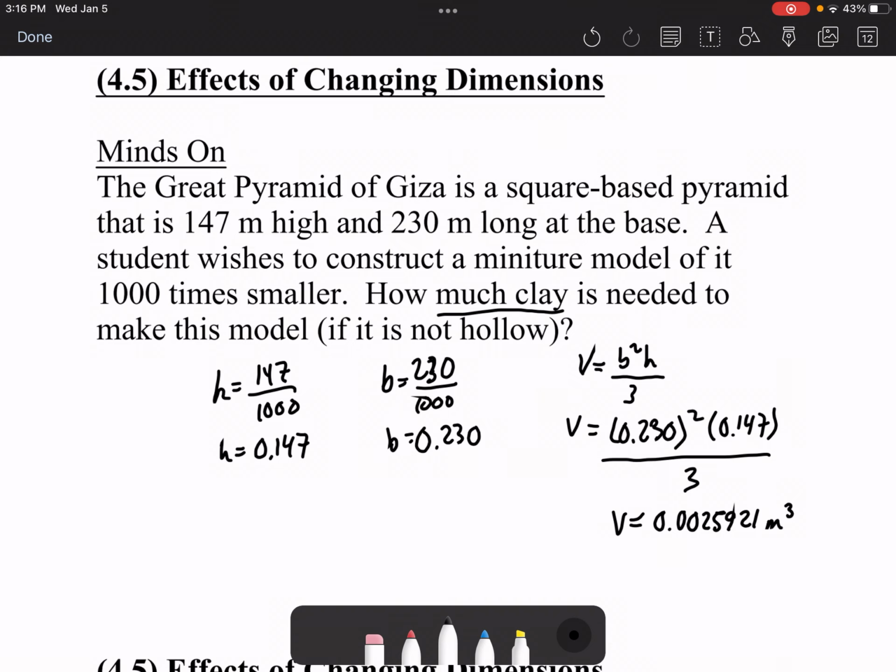You could also rewrite it in terms of its scientific notation as approximately 2.592 times 10 to the negative 3. There you go. Meters cubed of material is going to be needed, and therefore you'll be as accurate as you possibly can.